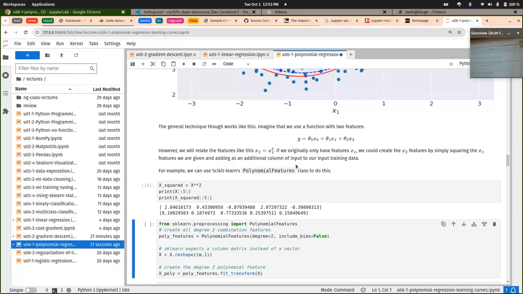Here we're going to show how to do this using scikit-learn. Okay, so scikit-learn doesn't have a function where you say, fit a polynomial. So this is what we're going to be using a lot in the assignment. So instead, we can transform our original data to add in polynomial features.